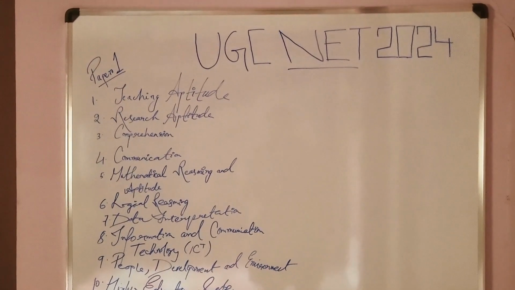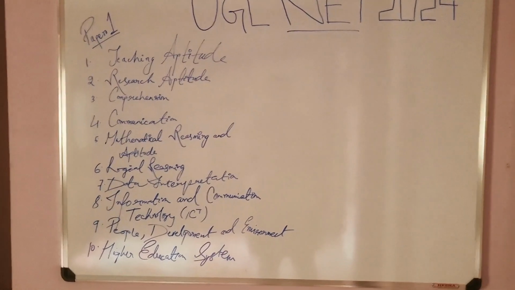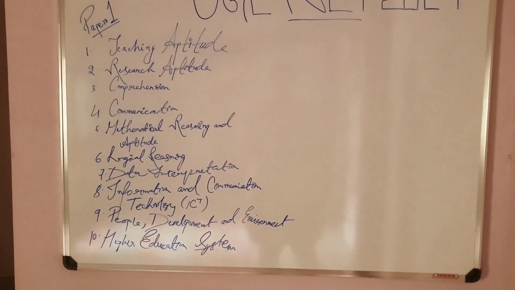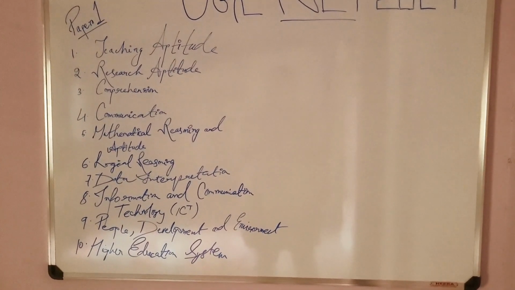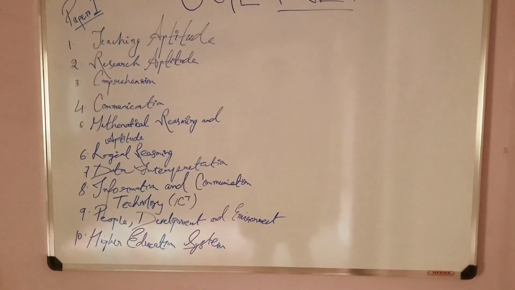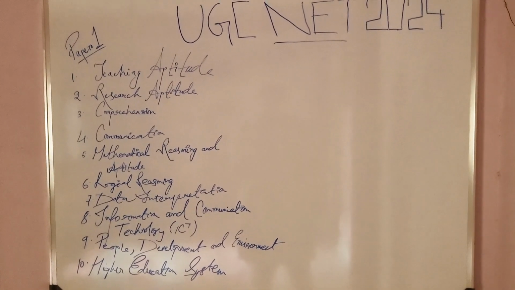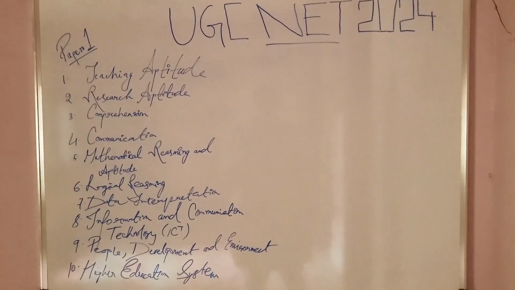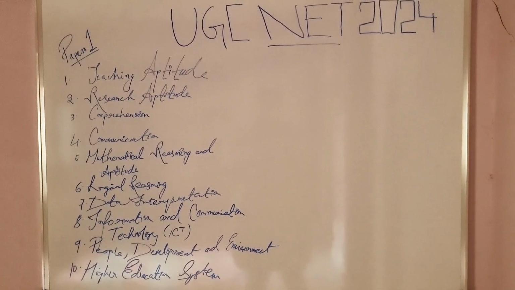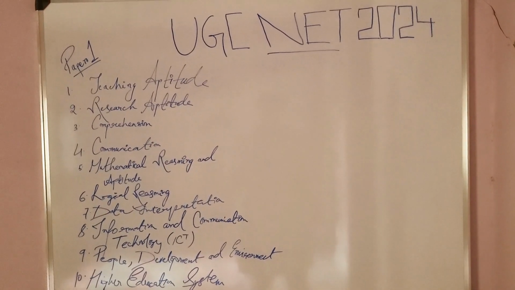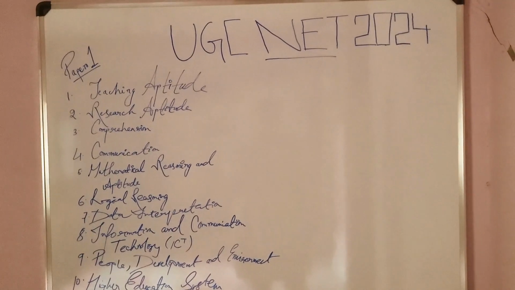So these are the 10 components on UGC NET. What are they? Teaching aptitude, research aptitude, comprehension, communication, mathematical reasoning, logical reasoning, data interpretation, information and communication technology, people, development and environment, higher education system. Each and every one of these 10 components is very important, because a question can come from anywhere.